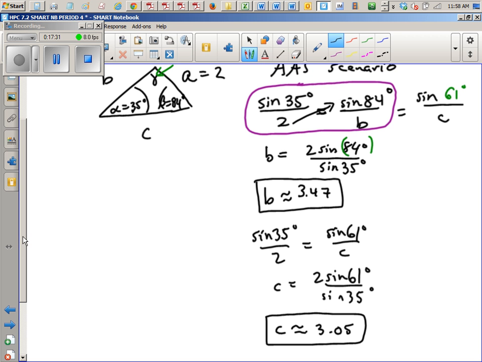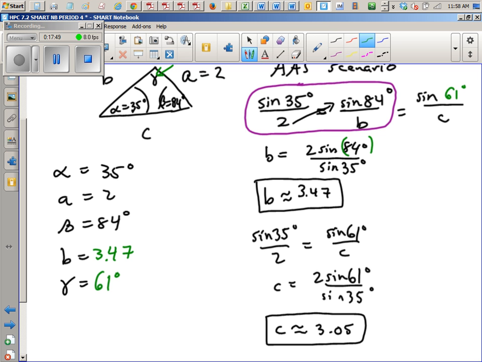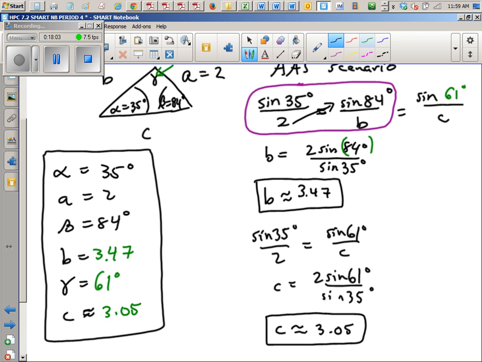So the final answer for this problem is alpha is 35 degrees, A is 2, beta is 84 degrees, B we found is 3.47, gamma we actually found was 61 degrees, and little c was 3.05. Be careful not to put degrees on anything but angles. 3 givens, 3 answers. Anything that's approximate, you should use the squiggly equals sign. So let me make sure I have a squiggly equals sign on some of this stuff.